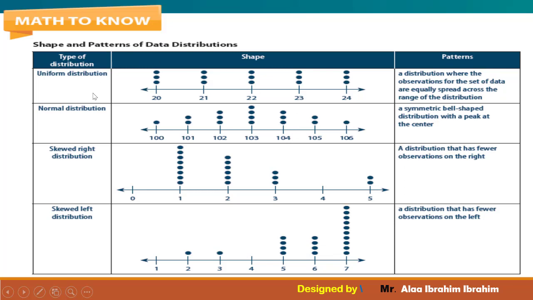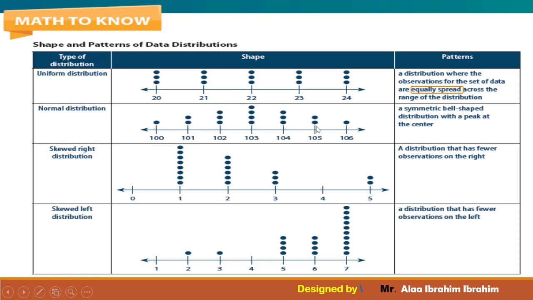Uniform distribution. How do we know it is a uniform distribution? I find my distribution where the observations are equally spread across the range. This looks equally spread, or sometimes roughly equally.